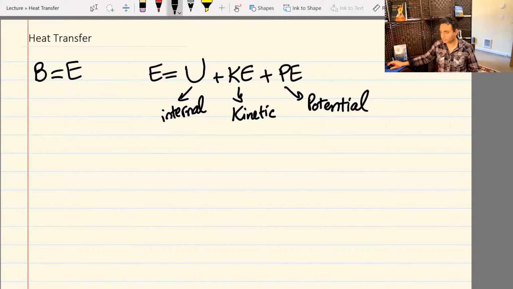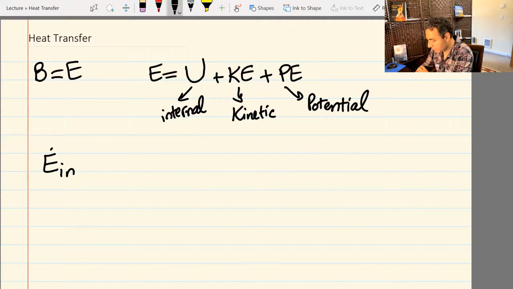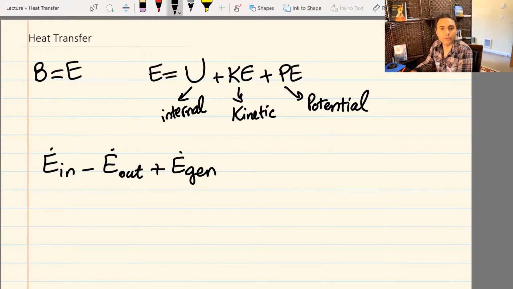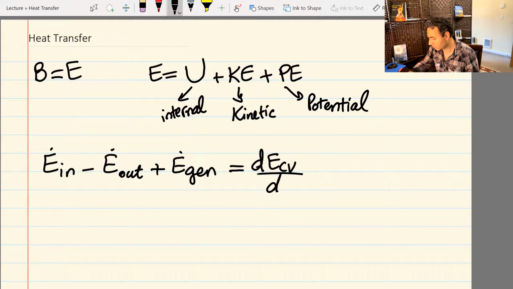That's energy. Now let's apply Reynolds transport theorem. If I apply it, it's going to look like this. For a control volume, E dot in minus E dot out plus E dot gen, if you are generating energy in the system, let's say there is a chemical reaction or something like that, equals the change of energy in the control volume, like this.